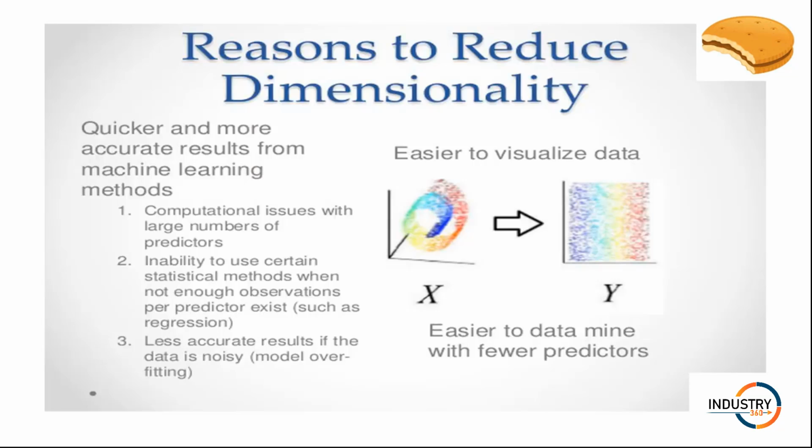So let's try to understand what are the reasons to reduce the dimensionality. Quicker and more accurate results from machine learning methods is done by reducing dimensionality. Computational issues with large number of predictors, inability to use certain statistical methods when not enough observations per predictor exist, less accurate results if the data is noisy. So as you can see in the figure, the X data is converted into Y data, and you can see the Y data is more simplified and easier to visualize.